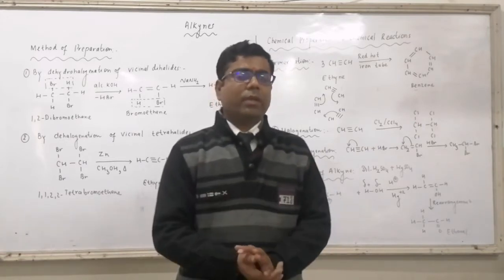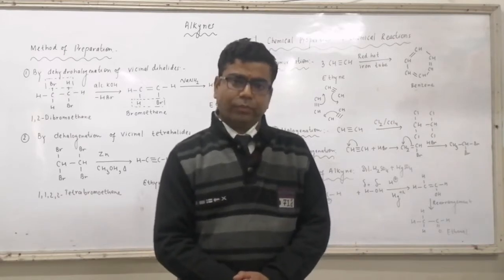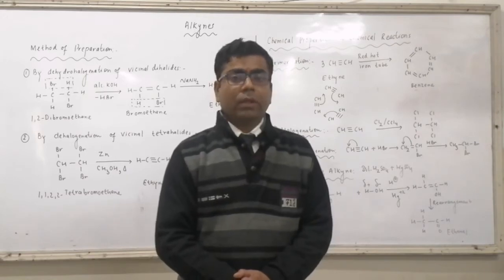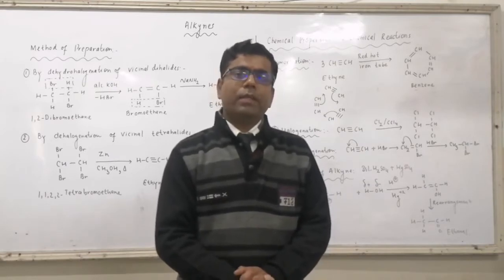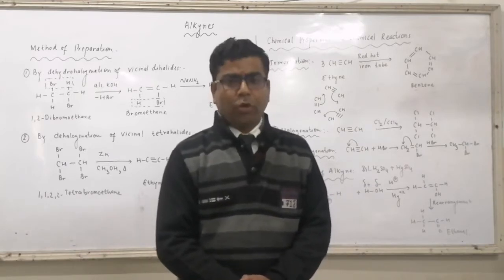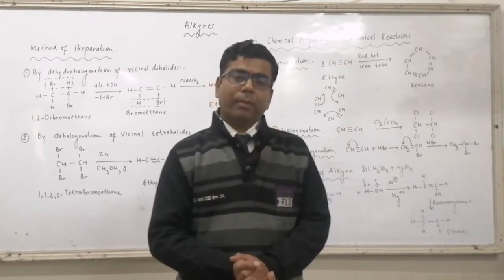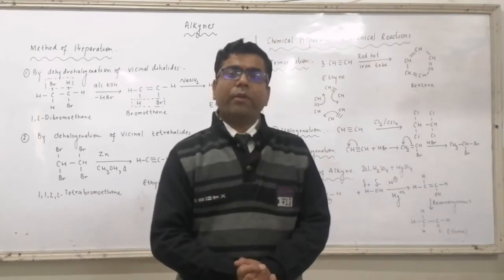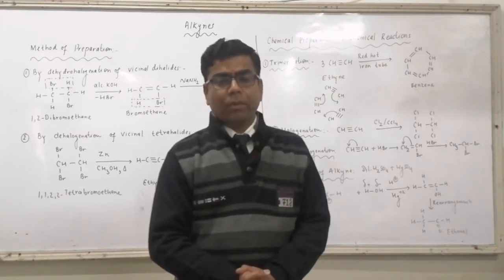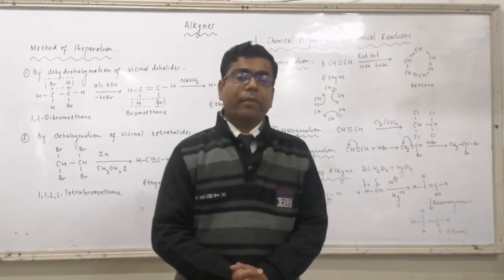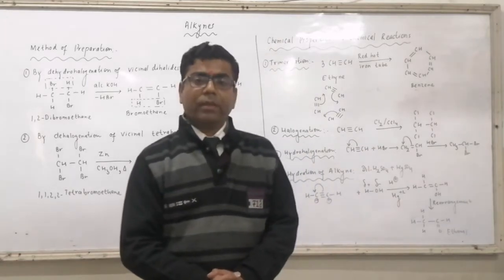Whenever a triple bond is there between the carbon-carbon atoms, the bond length for the triple bonded carbon is always 1.20 angstrom. Remember, when a single bond is there, the bond length is 1.54 angstrom. When a double bond is there, the bond length is 1.34 angstrom, and when a triple bond is there, the bond length is 1.20 angstrom.